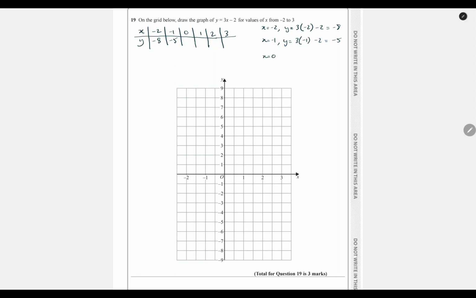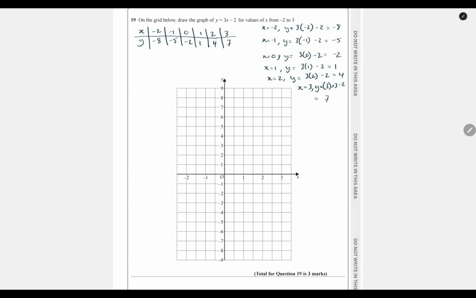When x is equal to 0, y is equal to 3 times 0, which is 0, minus 2, which is just -2. When x is equal to 1, y is equal to 3 times 1, which is 3, minus 2, which is 1. And when x is equal to 2, y is equal to 3 times 2 minus 2. So 3 times 2 is 6, minus 2 is 4. And finally, when x is equal to 3, y is equal to 3 times 3 minus 2. That's 9 minus 2, which is 7.